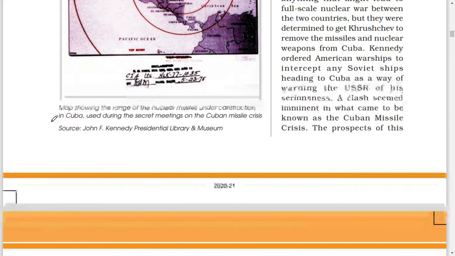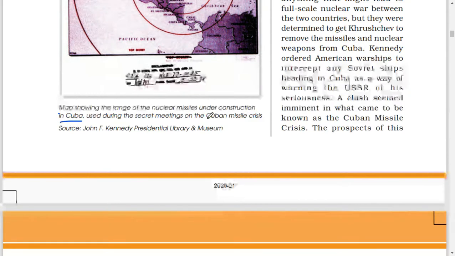Map showing the range of the nuclear missiles under construction in Cuba, used during the secret meetings on the Cuban Missile Crisis. Source: John F. Kennedy Presidential Library and Museum.